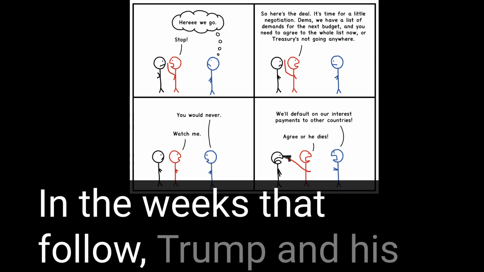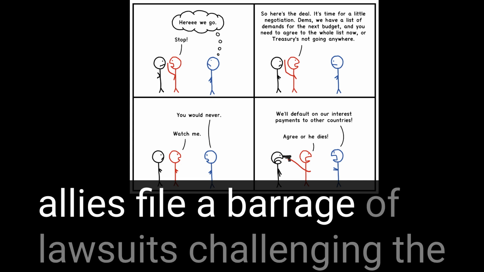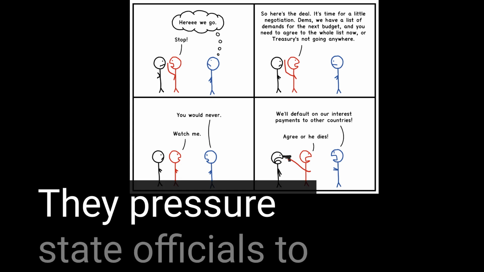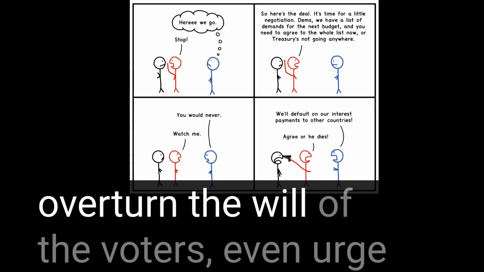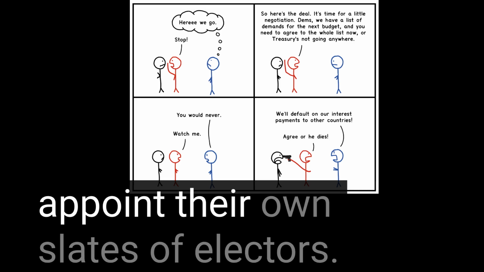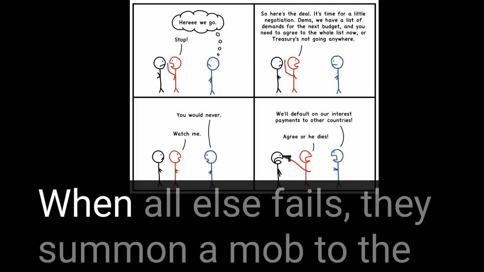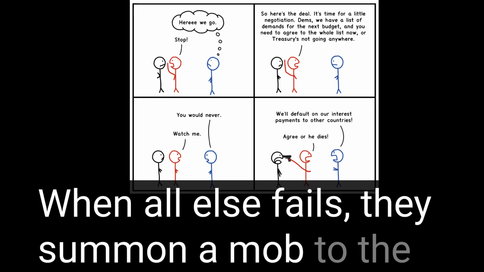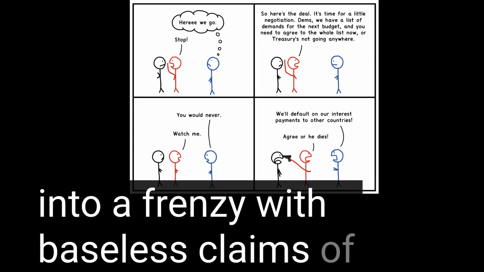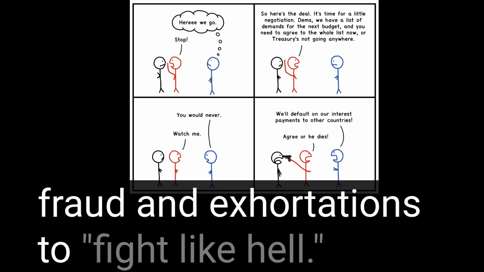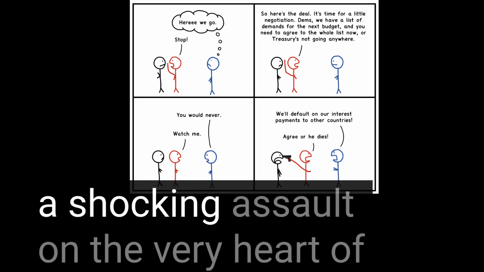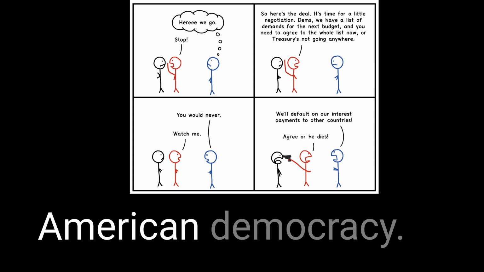In the weeks that follow, Trump and his allies file a barrage of lawsuits challenging the results in swing states. They pressure state officials to overturn the will of the voters, even urge Republican-controlled legislatures to appoint their own slates of electors. When all else fails, they summon a mob to the Capitol on January 6th, whipping them into a frenzy with baseless claims of fraud and exhortations to fight like hell. The result is a deadly insurrection, a shocking assault on the very heart of American democracy.